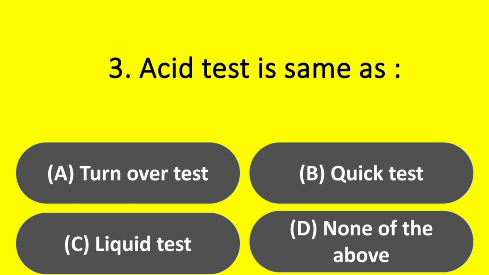Question. Acid test is same as options turnover test, quick test, liquid test, none of the above. Answer. Option B, quick test.